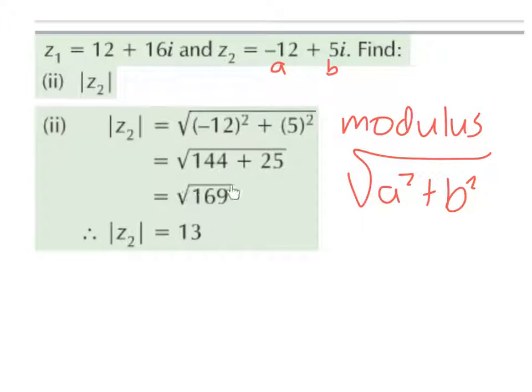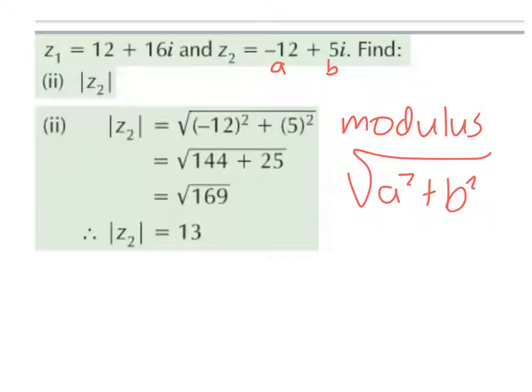We should never have a negative number in here for modulus, because if this is a negative number, a minus by minus will always give us a plus. So we should always have a positive number in here when we're coming up with the modulus. And that makes sense because modulus is the distance from that complex number to the origin, and distance or length can never ever be negative.